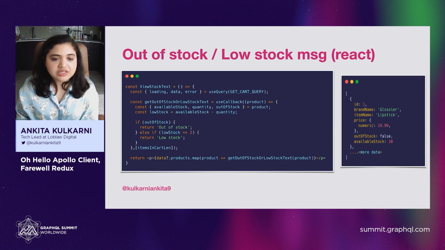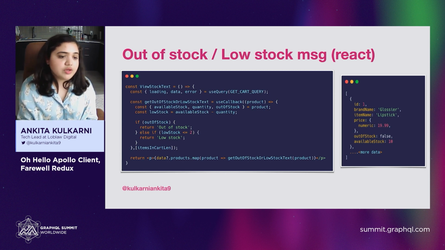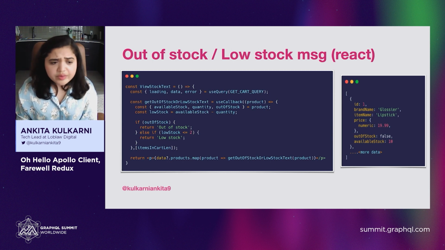On the left hand side, what we are seeing is that we call the cart query and then we have a function to get the out of stock or low stock text. Based on what we have in our data, we show a message, and again, it's super simple. If the cart items are being subtracted from the available stock, then we say it's going to be low stock. Or if we look at the isOutOfStock variable from the cart query itself, then we show out of stock. And at the bottom, we're just looping.